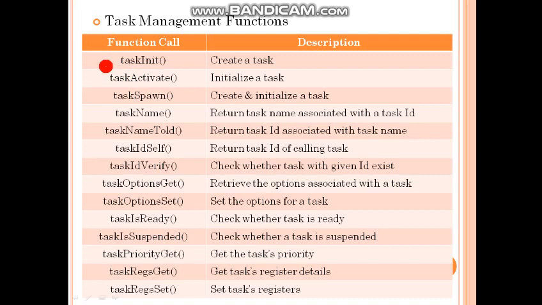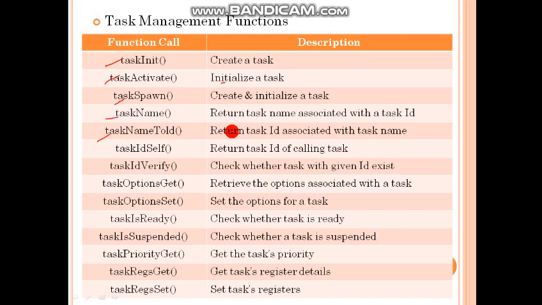The first function call is taskInit, task initiate, which means create a task. Then after that taskActivate, which means initialize the task. Then taskSpawn, which means create and initialize the task. Then taskName means return the task name associated with the task ID. Then taskNameToId returns the task ID associated with the task name.